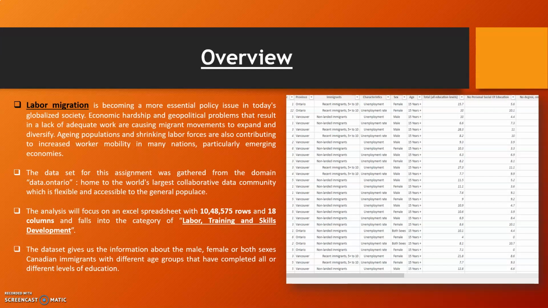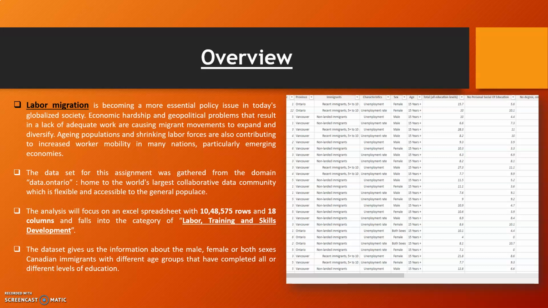As we all know, labor migration is becoming a more essential policy issue in today's globalized society. Economic hardship and geopolitical problems that result in a lack of adequate work are causing migrant movements to expand and diversify. Aging population and shrinking labor forces are also contributing to the increased worker mobility in many nations, particularly the emerging economies.